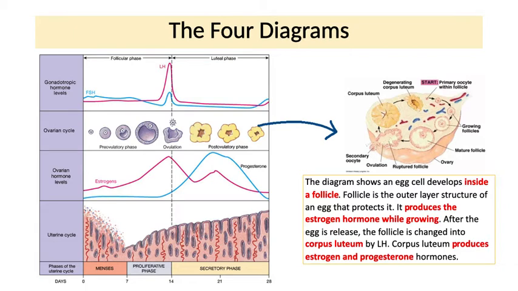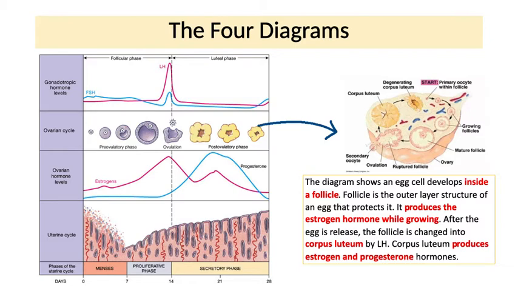The second graph is called the ovarian cycle. This graph shows what happened inside the ovary during the menstrual cycle. Now, you can see from the right side picture, it is the anatomy of the ovary. The ovary of a female contains lots of immature eggs, and every month there will be one egg selected to get mature and ready to be fertilized during the ovulation.